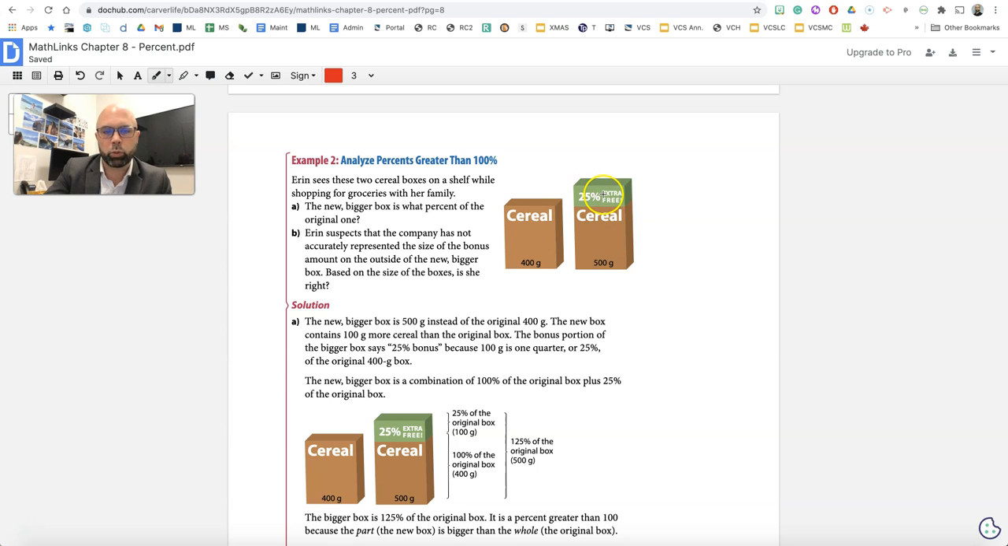So there's an extra 25%. So in a way, that's unfortunate. But this is 125%. Because what you're doing is you're saying this is a whole. This is 100%. That's a whole. This one, we're adding 25% of this box. So this is essentially 125%. Just to make this really clear.